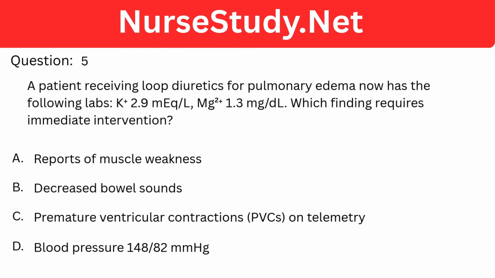A. Reports of muscle weakness. B. Decreased bowel sounds. C. Premature ventricular contractions, PVCs, on telemetry. D. Blood pressure 148 over 82 millimeters of mercury.